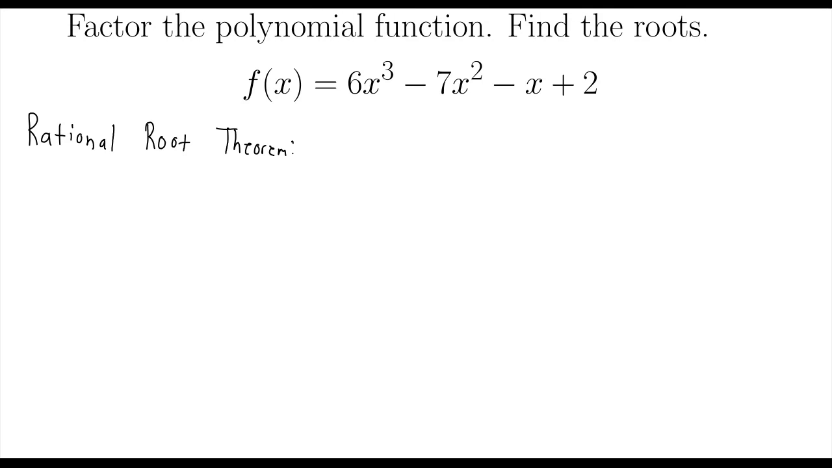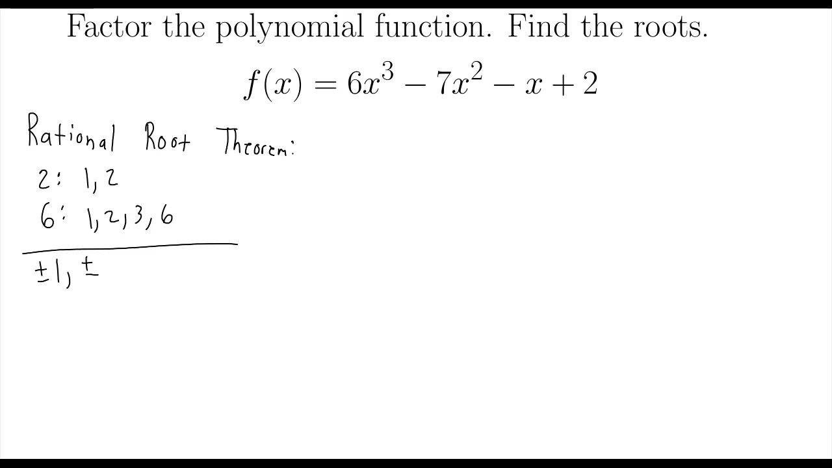The rational root theorem says that I can take the constant term, 2, write out its factors, which are 1 and 2, take the leading coefficient, 6, write out its factors, then make fractions out of each of these and write out plus or minus each reduced fraction. So positive and negative 1 over 1, of course it's just 1. Positive and negative 1 over 2, 1/2. Positive and negative 1 over 3. Positive and negative 1 over 6.